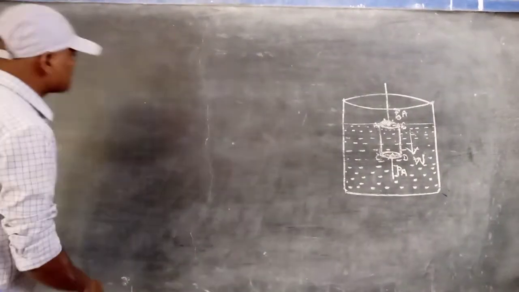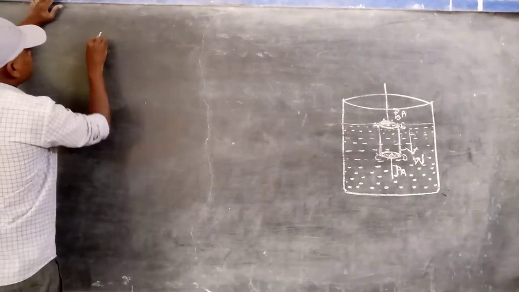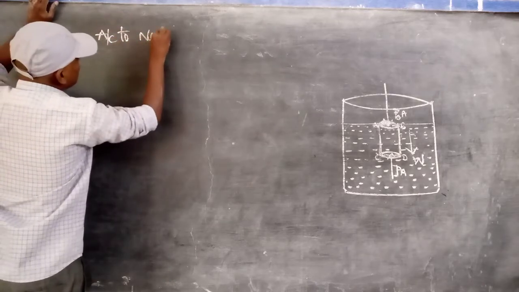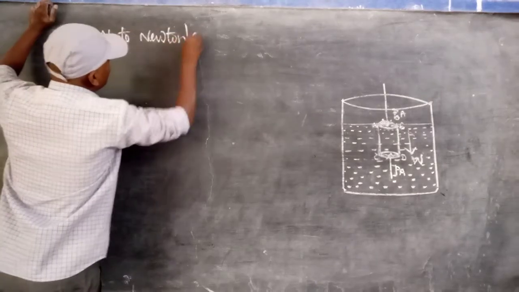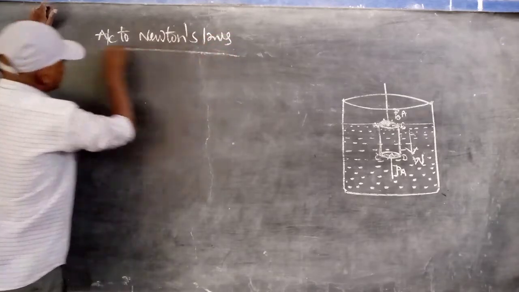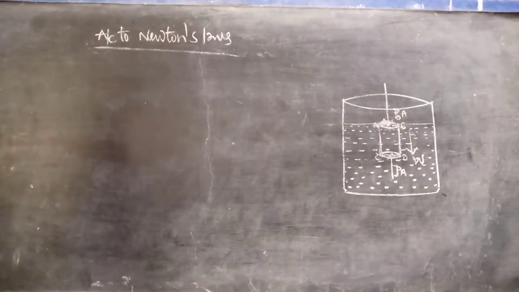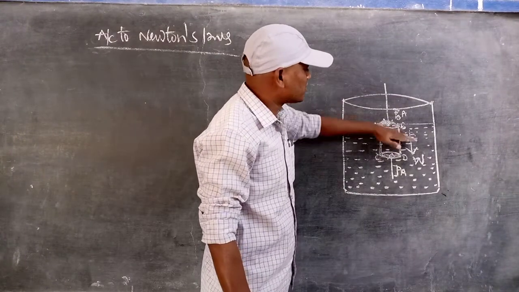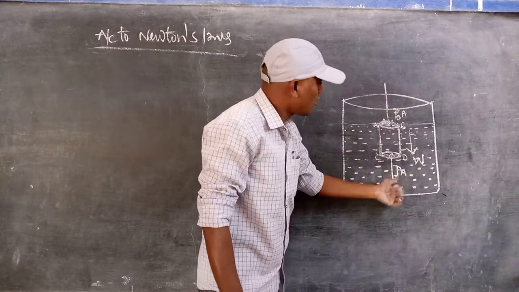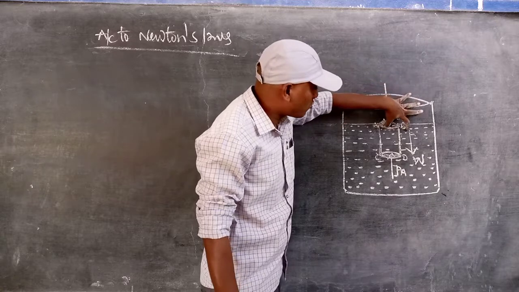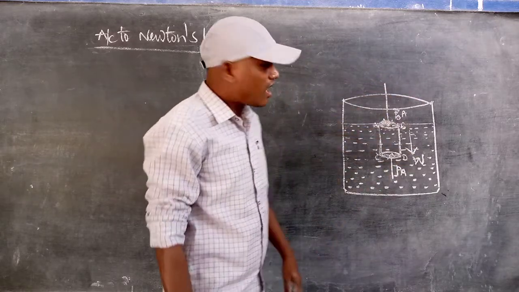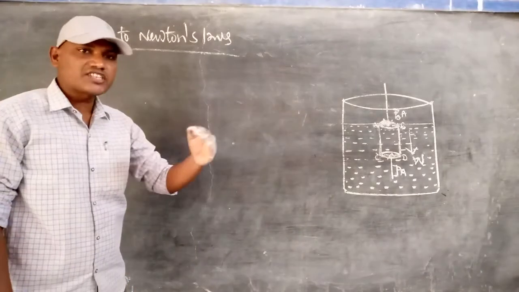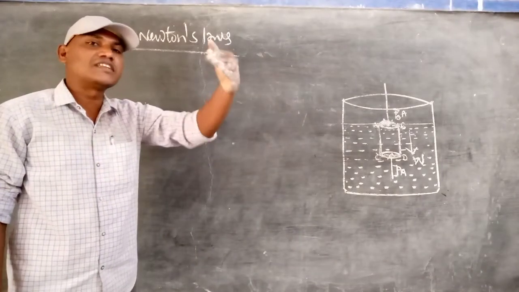So we are observing here, according to Newton's laws, these are two downward forces and one upward force. These two downward forces are equal to which one? According to which law is valid here? Newton's third law. To every action there is an equal and opposite reaction.